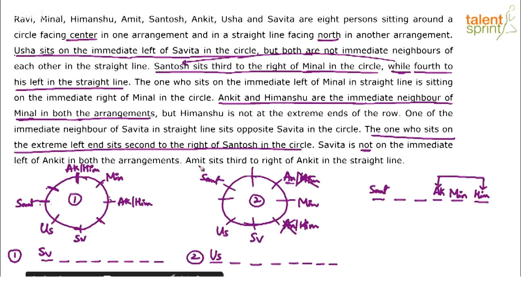Now, this point is very important. See, Amit sits third to the right of Ankit in straight line. We know that there are two possibilities. Ankit will either come in this position or he will come in this position.